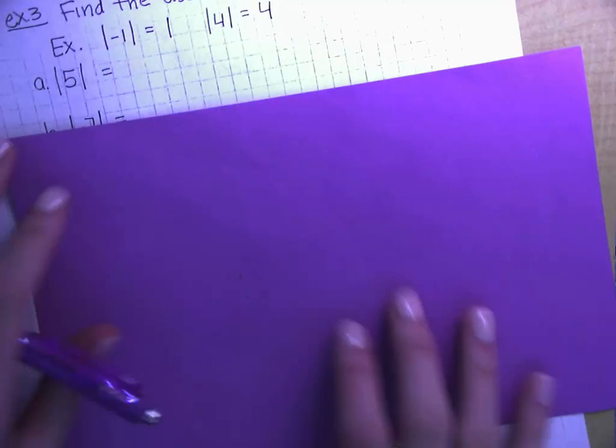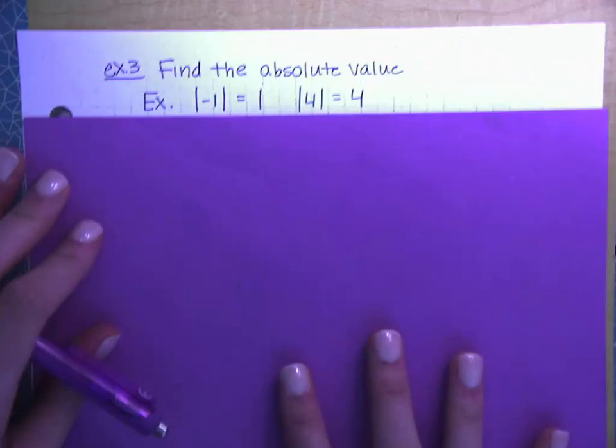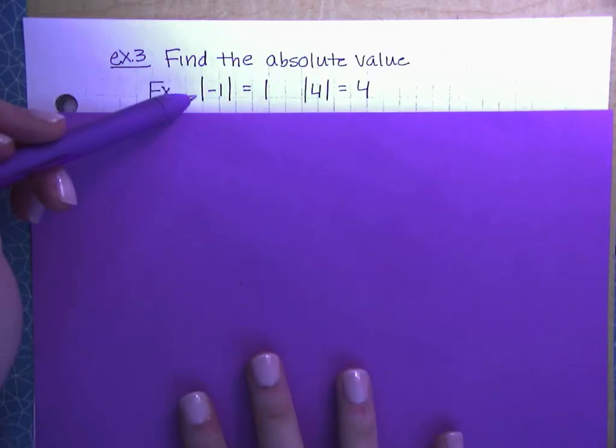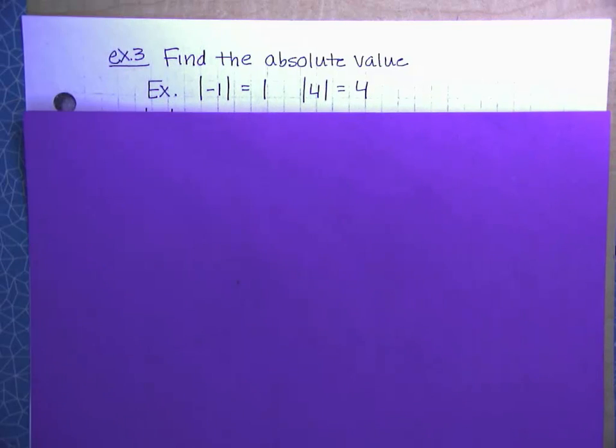All right, so the next thing we're going to do is practice finding the absolute value. Now, when you see an absolute value problem, it's going to have the number written inside these long bars. They kind of look like ones, but they're just these bars, and those signify absolute value. So this example, it's asking how far away is negative 1 from 0? It's just 1. So the absolute value of negative 1 would be 1.